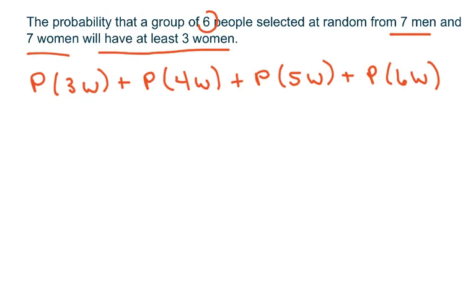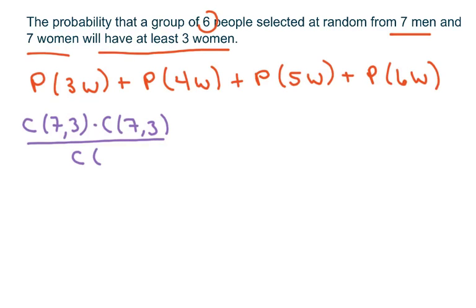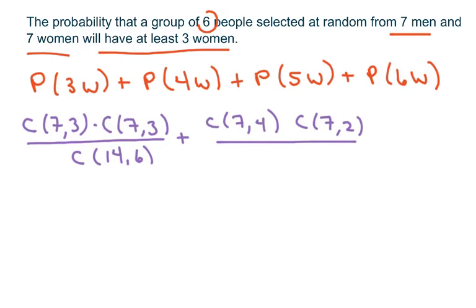Probability of 3 women would be, we're choosing 3 women from 7, and then we're also choosing, because we're choosing 6 total, 3 from the men. And that's over C 14, 6. The 4 would be C 7, 4, and then times C 7, 2. So we only have 2 men on that one. And our denominator is always the same.